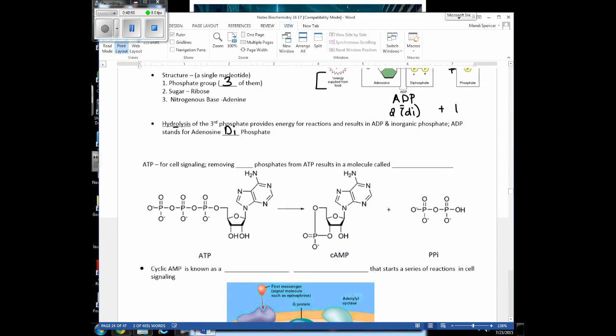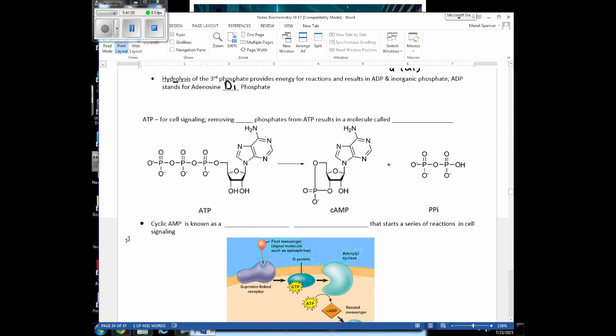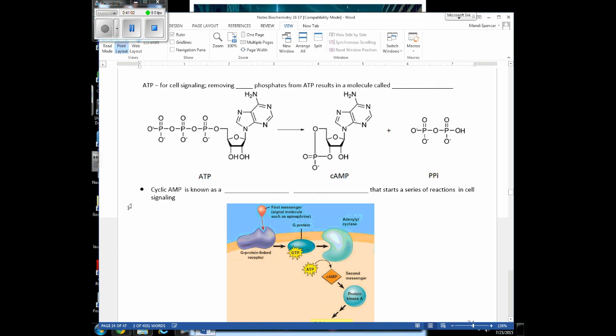ATP is utilized for energy in cells, but it's also involved in cell signaling. And cell signaling is a huge concept in AP biology. Students will tell me that on their AP exam, they feel like there were a lot of questions about cell signaling.